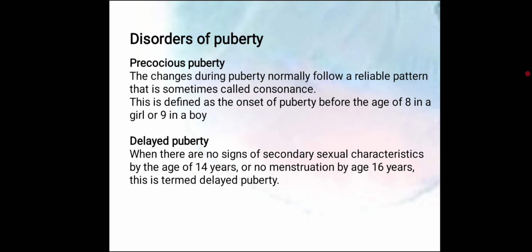On the other hand, delayed puberty is defined according to the appearance of secondary sexual characteristics. If there are no signs of secondary sexual characteristics by the age of 14 years, it is defined as delayed puberty, or if there is normal development of secondary sexual characters but no menstruation by the age of 16, this is also termed delayed puberty.